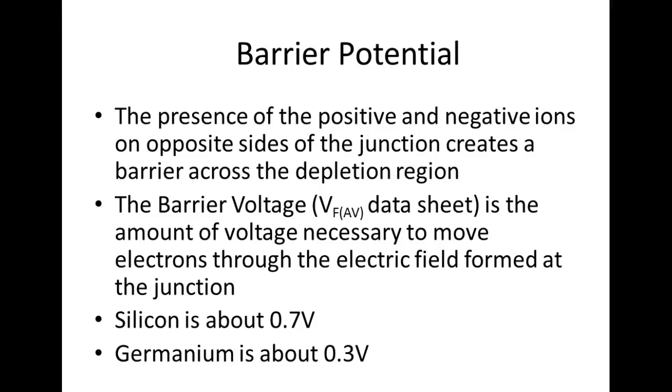The presence of a positive and negative ion on opposite sides of the junction creates a barrier across the depletion region. The barrier voltage is given as VF on the data sheets. So normally what we do is we use what we call rule of thumb. So 0.7 of a volt is what we use. The actual barrier voltage varies with current flow through it, which should make sense. So we use about 0.7 for silicon and about 0.3 for germanium.